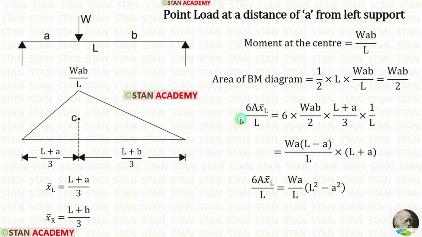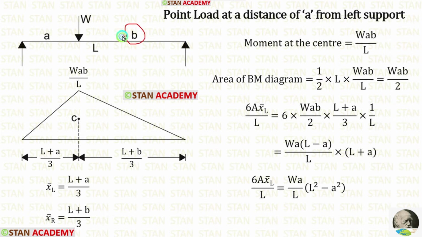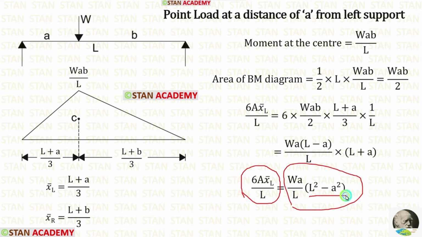Now, let us calculate 6A x bar L upon L. We have already calculated the area, we can apply. The centroid is L plus A by 3. B is equal to L minus A. So instead of B, let us apply L minus A. For L minus A and L plus A, let us apply the formula A square minus B square is equal to A plus B into A minus B. Using the formula, we are getting L square minus A square. Finally, we have calculated 6A x bar L upon L, which is equal to WA by L into L square minus A square.